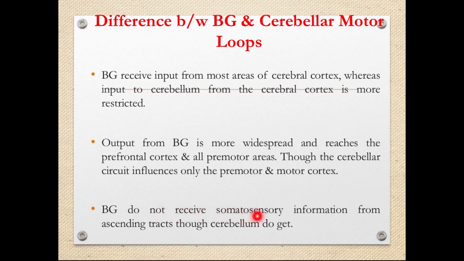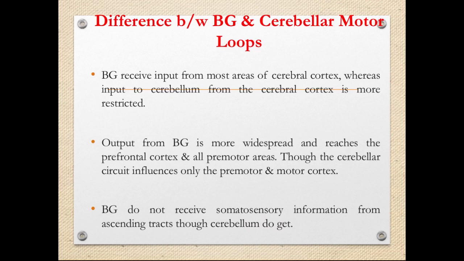The basal ganglia do not receive somatosensory information from the ascending tract, though the cerebellum does get it. The third part is, as we know, the blueprint is sent to the cerebellum as well as to the lower motor neuron to perform the movement, and the cerebellum does the matching, meaning it has to get a copy back from the ascending tracts of what kind of movement is getting performed, but the basal ganglia do not get that. So, these are the three differences between the basal ganglia and cerebellum.